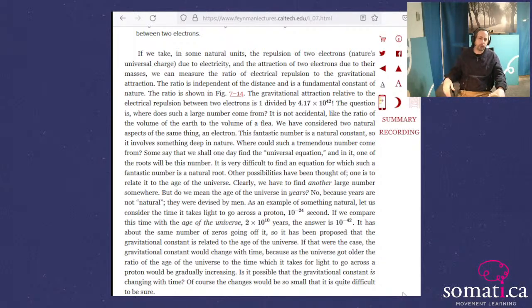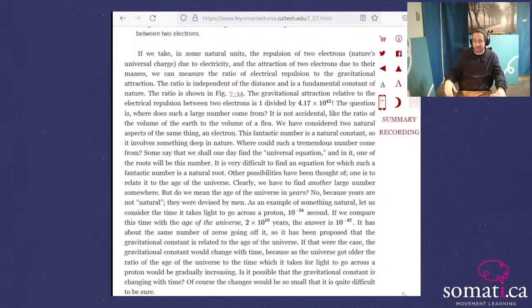So it's been proposed that the gravitational constant is related to the age of the universe. If that were the case, the gravitational constant would change with time, because as the universe got older, the ratio of the age of the universe to the time which it takes light to go across a proton would be gradually increasing. Is it possible that the gravitational constant is changing with time?